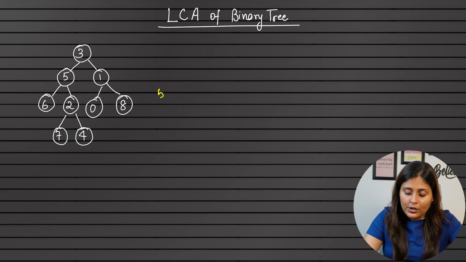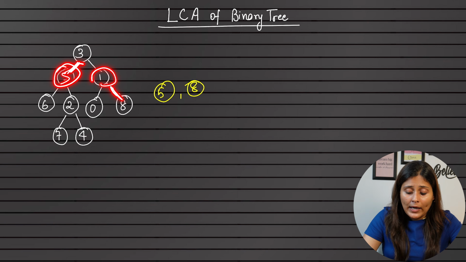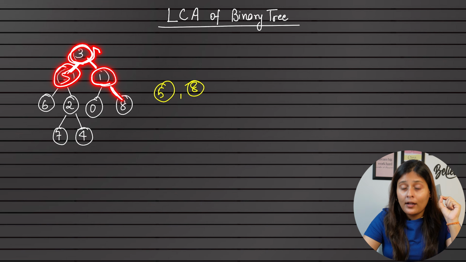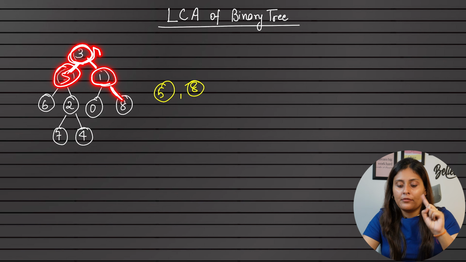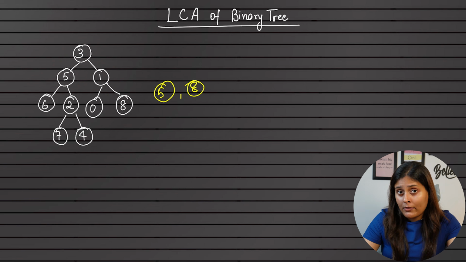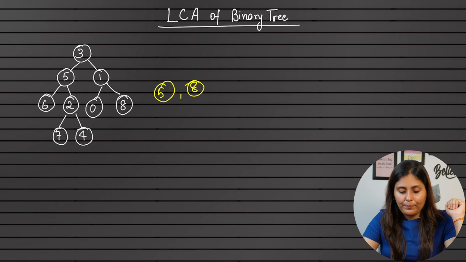Now let's see one thing. Suppose we have to check for the common parent for 5 and 8. For 5 the parent is 3. For 8 the parent is 1. But this is not the common parent. The next parent is 3. So it's not like out of grandparent or parent we always have to return the parent. We have to return that parent which is common for both the children, which is P and Q, which will be given by the question. Okay, clear.